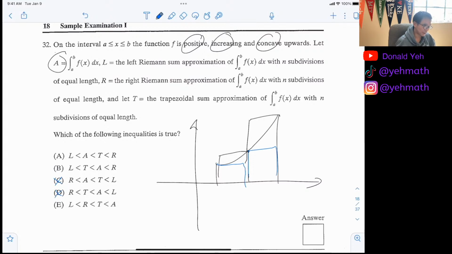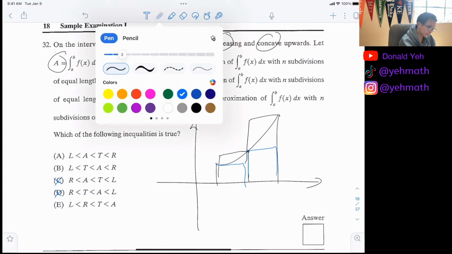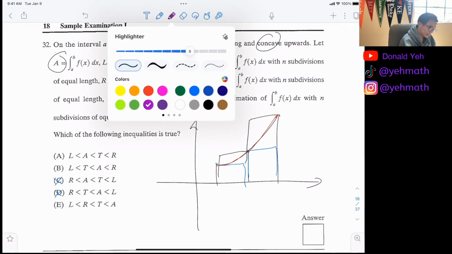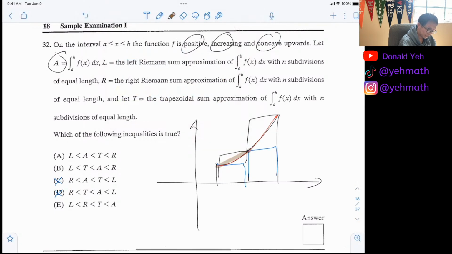Now, trapezoid is going to be over the actual or underneath the actual. Remember, the actual is the red line. Is trapezoid over or under? Over, good, because you draw it like this, so a little bit over because of the concavity. Does that make sense? So trapezoid is over, so the answer choice has to be A.